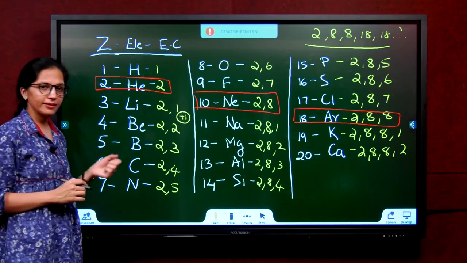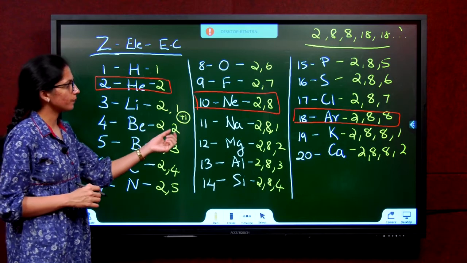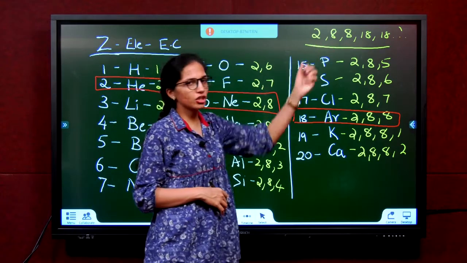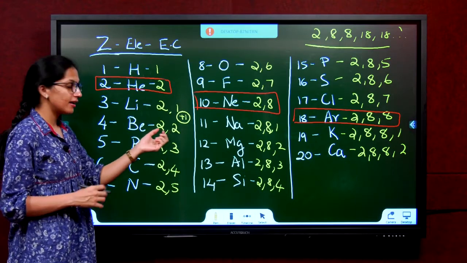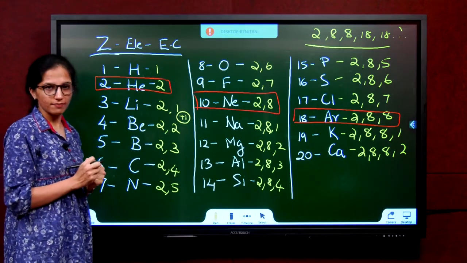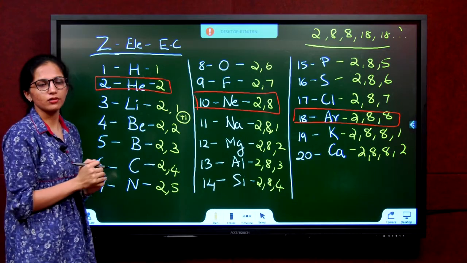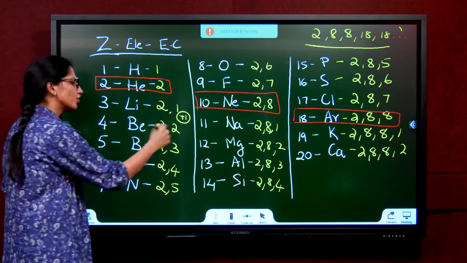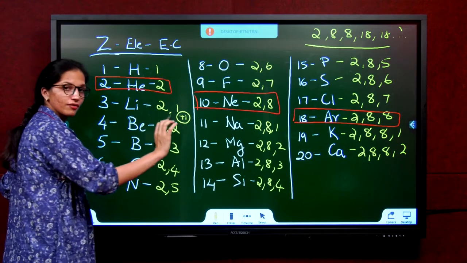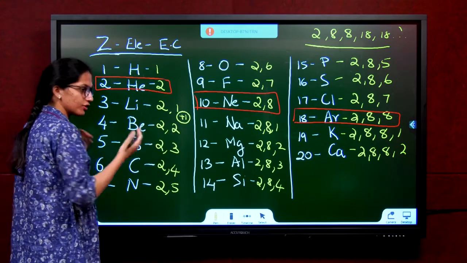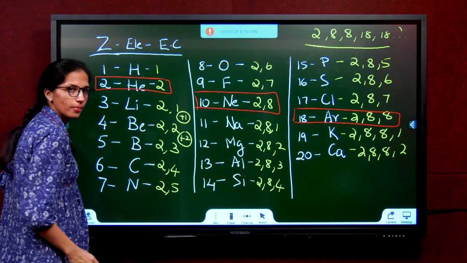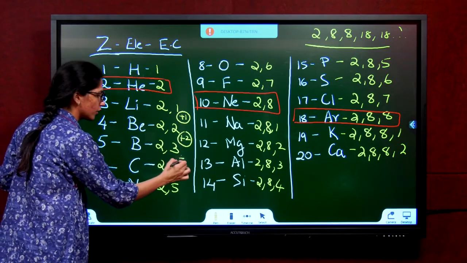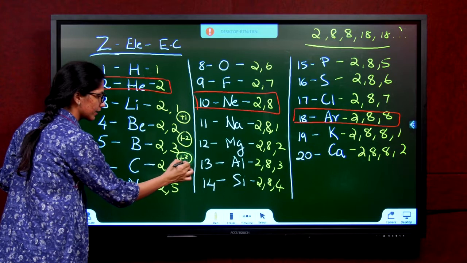Next, beryllium 2, 2. The maximum capacity of the second shell is 8. So it has two options. Either take 6 electrons and become 8, or give away its 2 electrons. Which is better? To give away the 2. So it gives away 2, it becomes positive because it has more positive charge. So it's now +2. Similarly, boron +3.